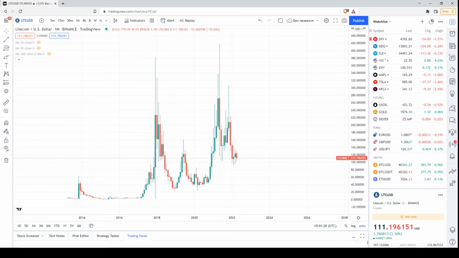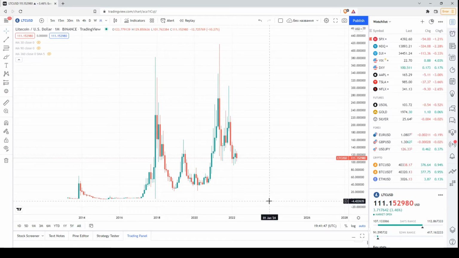Hello beautiful blockchain people. Today let's analyze the price chart of Litecoin that is trading currently at the level of $111.15. So this is the monthly chart.